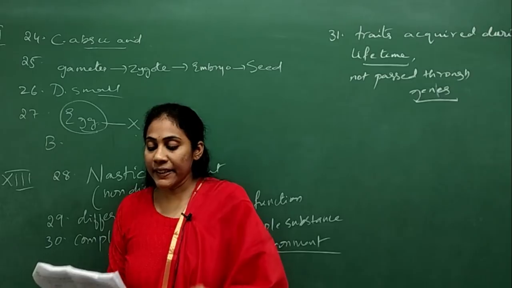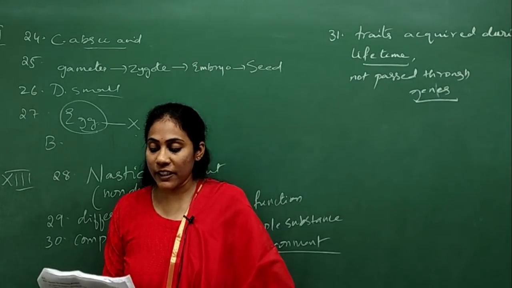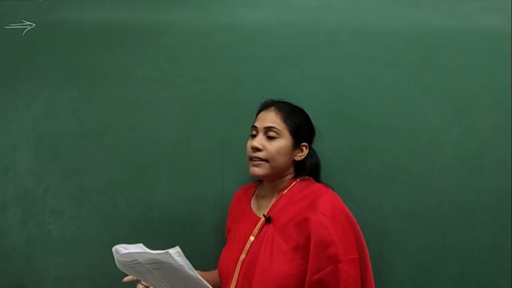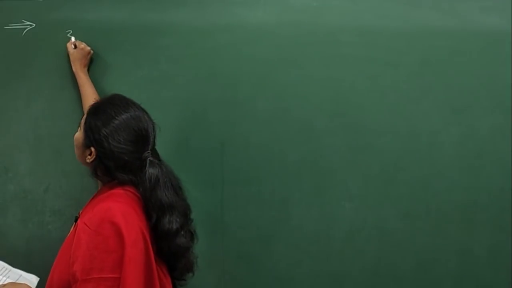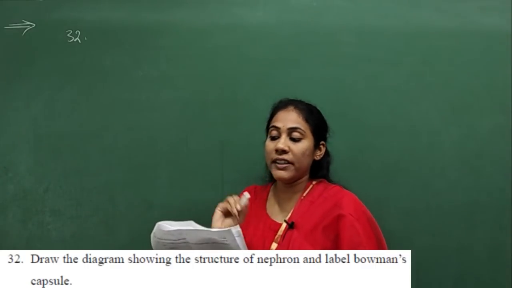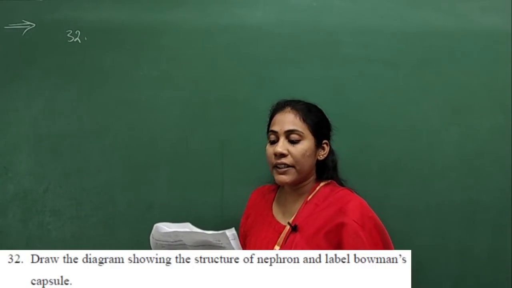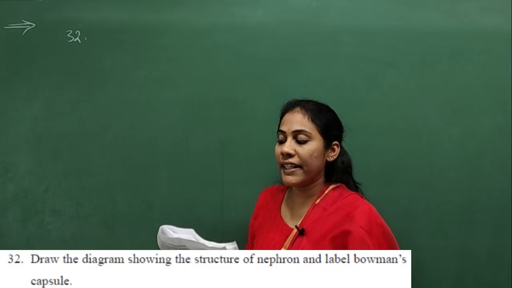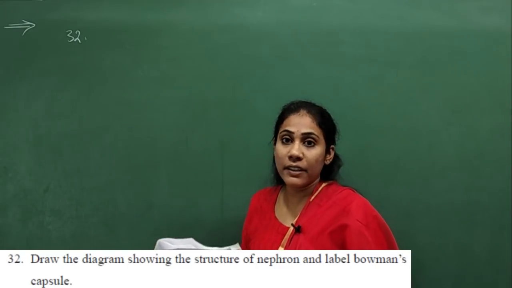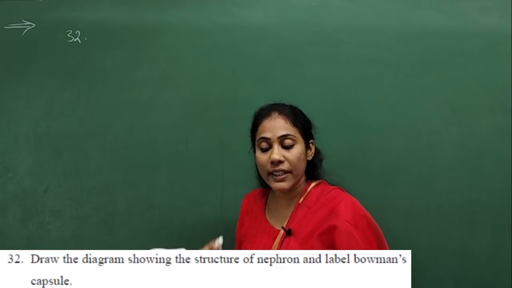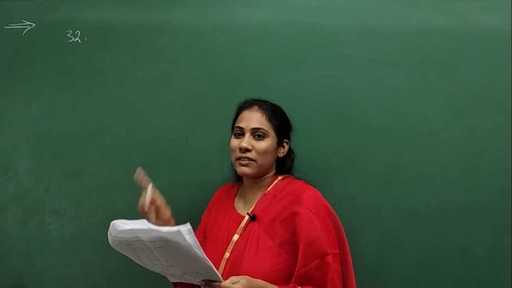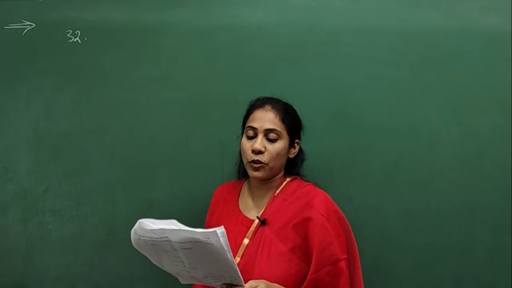Okay, so there are 3 two-mark questions. Let's discuss one by one. See, if you talk about the 32nd question, they asked you for a diagram of the nephron. So draw the diagram showing the structure of nephron and label Bowman's capsule. So definitely the nephron diagram you have to practice, one of the very, very important diagrams. Okay, so let me not discuss the diagram here because you can refer to the diagram in the textbook.